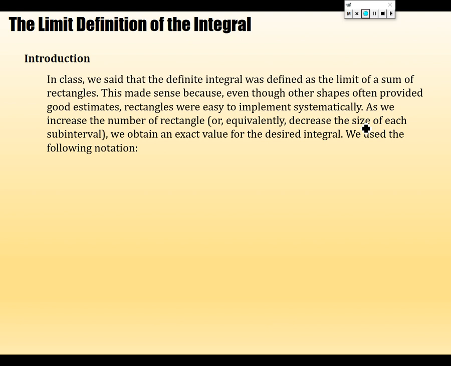So if someone would read that for me, how about go ahead, Cameron. It's in front of you too if you want more. In class, we said that the definite integral is defined as the limit of the sum of rectangles. This made sense because even though other shapes often provide good estimates, rectangles are easy to implement systematically. As we increase the number of rectangles, or equivalently decrease the size of each subinterval, we obtain the exact value for the desired integral. We use the following notation.